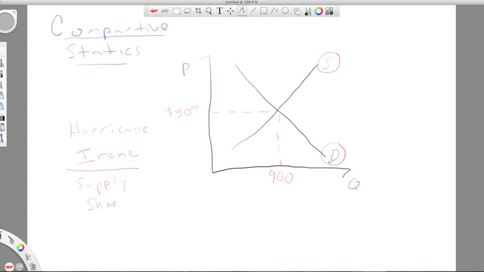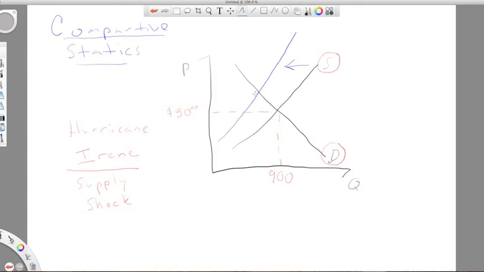So one of the things, Colander didn't list this, but I think you could very easily claim that weather is something that should be included as a supply shifter. And so in this case, when Hurricane Irene blows in and we get a supply shock, I think we're going to get a reduction in supply. And so we're going to see the supply curve shift to the left.